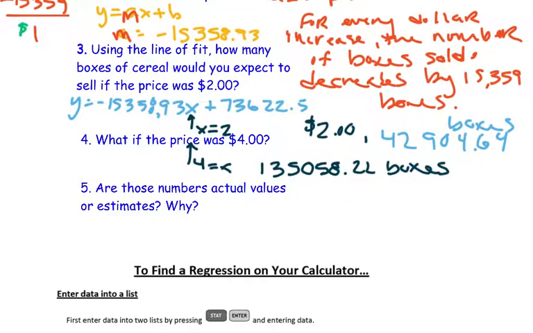And then for our second one, plugging in a dollar value of 4 plus 73622.5. That's what you get for forgetting a decimal. So 12186.78. Okie dokie. Anyway, so taking a look at number 5, are these numbers actual values or estimates? And this would be estimates.